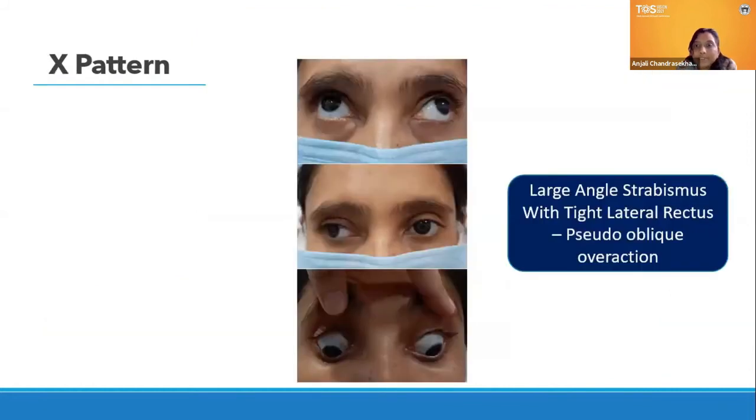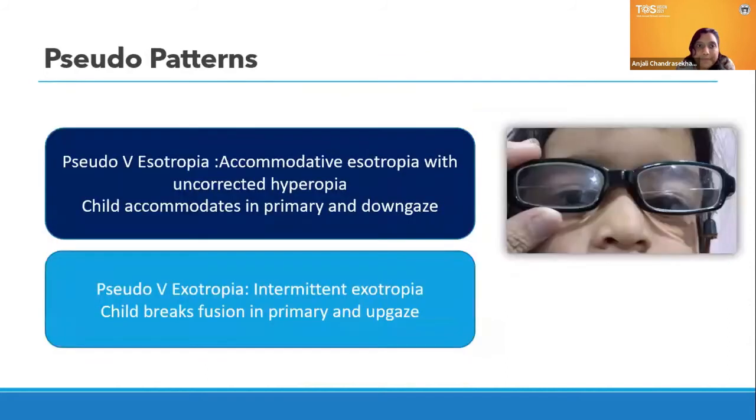X pattern happens when there is a large angle of deviation in the up and down gaze, mimicking the letter X, because of a tight lateral rectus in large angle strabismus. And that will also cause a pseudo oblique overaction. There's no true oblique overaction here.